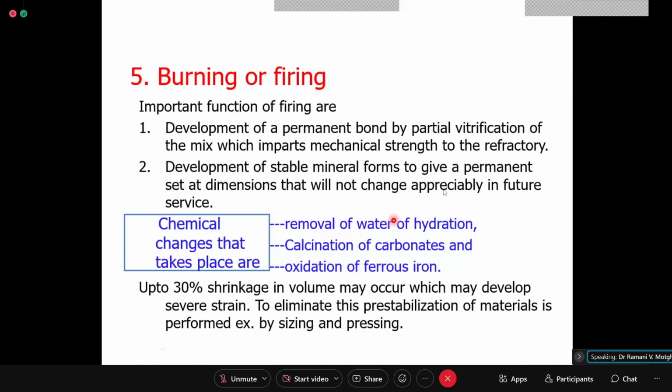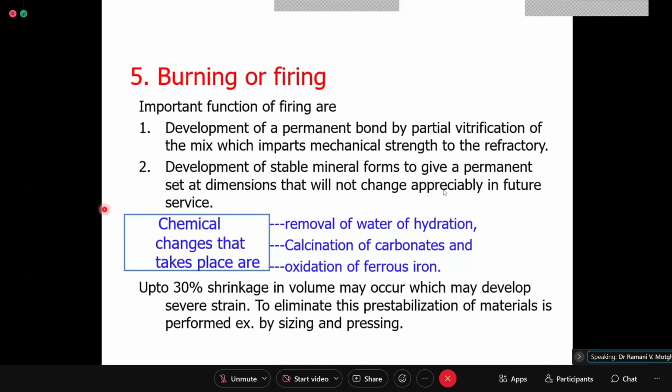Then burning and firing. This is the most important step where the refractory brick, or the refractories prepared, are fired by burning or firing. So important functions of firing are development of a permanent bond by partial vitrification of the mix, which imparts mechanical strength to the refractory. The second one is development of stable mineral forms to give a permanent set at dimensions that will not change appreciably in future service.